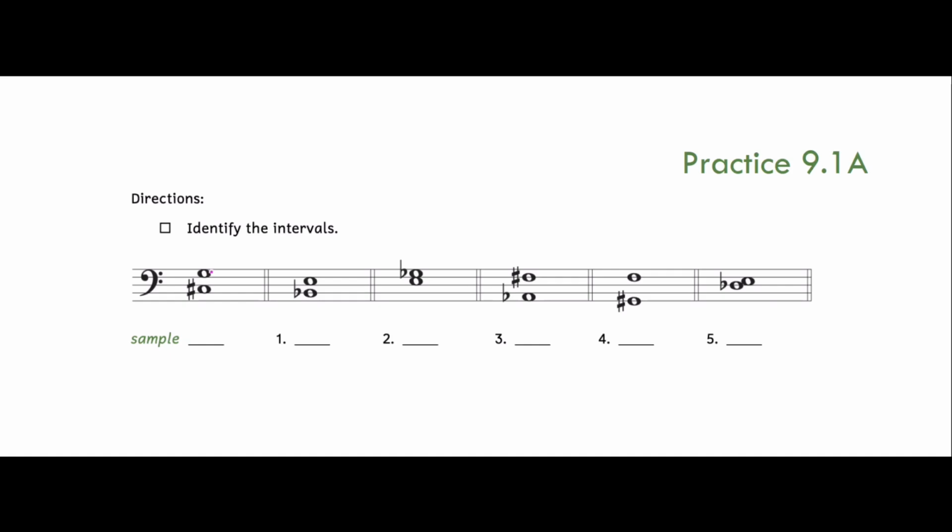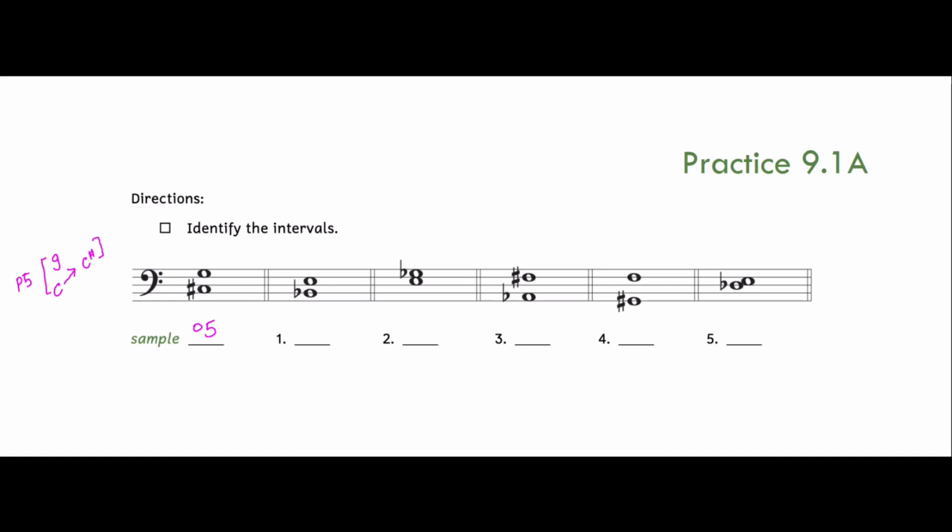So for the sample, I'm going to use the shortcut for perfect fifths. I know that C to G is a perfect fifth because the notes are not B to F and the accidentals match. Let's go ahead and write perfect fifth. In the sample here, the bottom note is raised, C sharp. That makes the interval smaller. So the interval smaller than a perfect fifth is a diminished fifth.